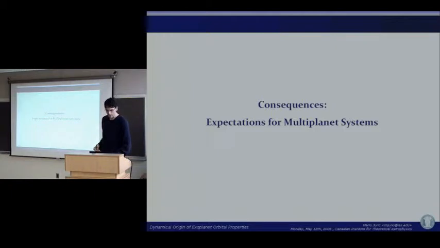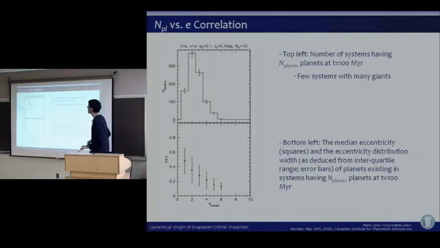Another consequence is the expectations for multi-planet systems. What I'm showing here in the top plot is the number of systems with a given number of planets. This is typical for all ensembles. What you see here is that most of the systems have 2 planets and 3 planets. There are very few systems that have 4 planets or 5 planets, and virtually no systems that have more than that.